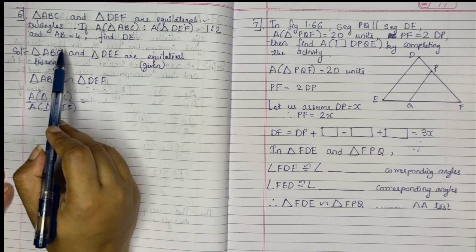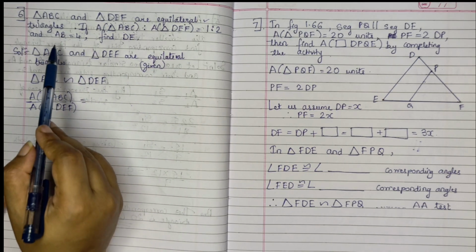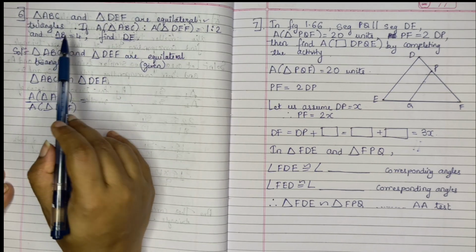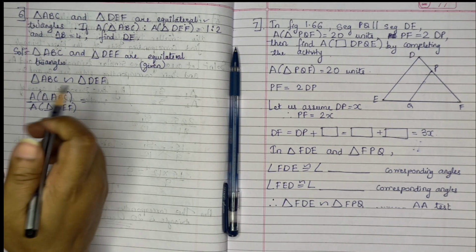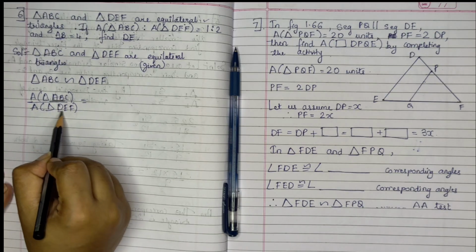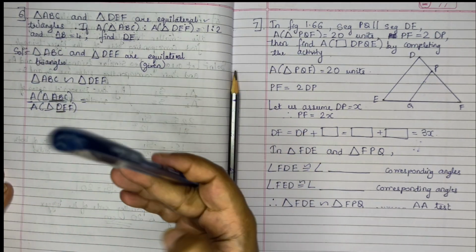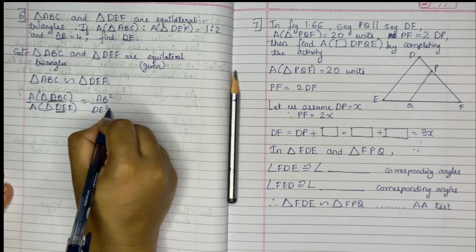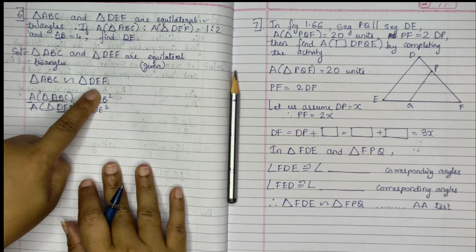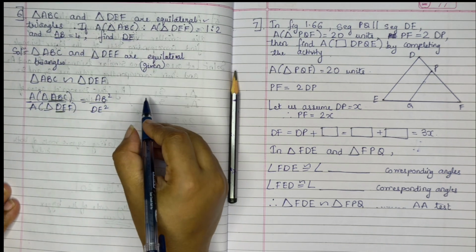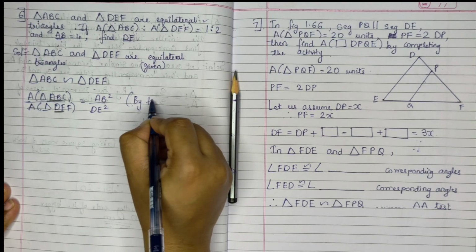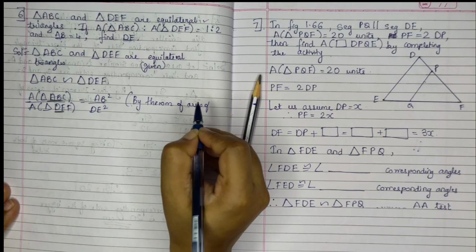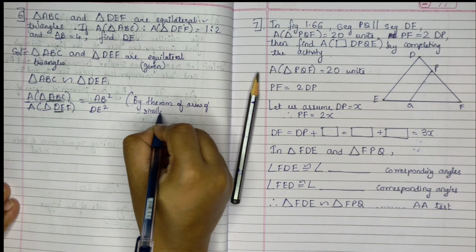Now which two corresponding sides can we take? AB and DE. What we have to find? DE. So we will take these two, AB upon DE. AB square upon DE square. You can write here, by theorem of areas of similar triangles.